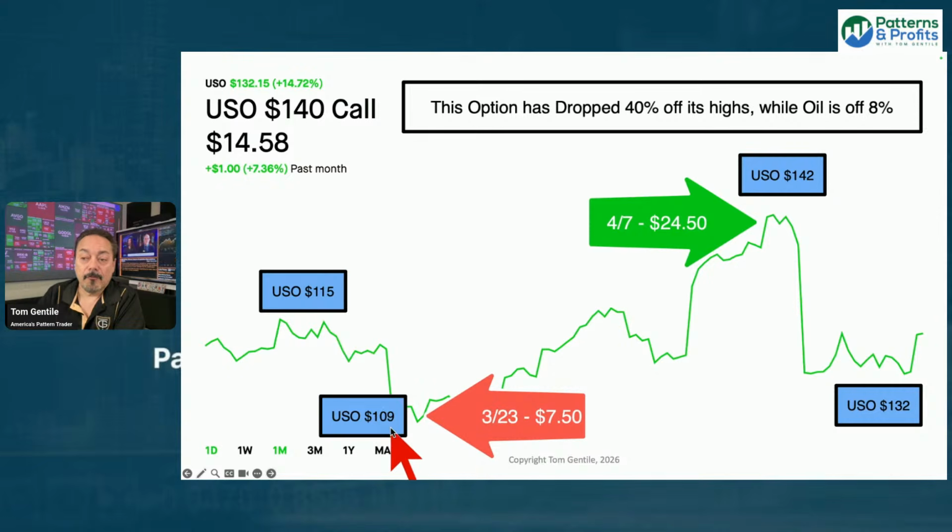So USO drops to 109. That 140 call dropped down to $7.50. So even though USO only dropped by about 6 points, that call option dropped off by about 40%. All right, so we went from March 23rd all the way up to the 7th of April. That was just last week. And the 7th of April, when USO was at 142, that 140 call option was clocking in at $24.50.